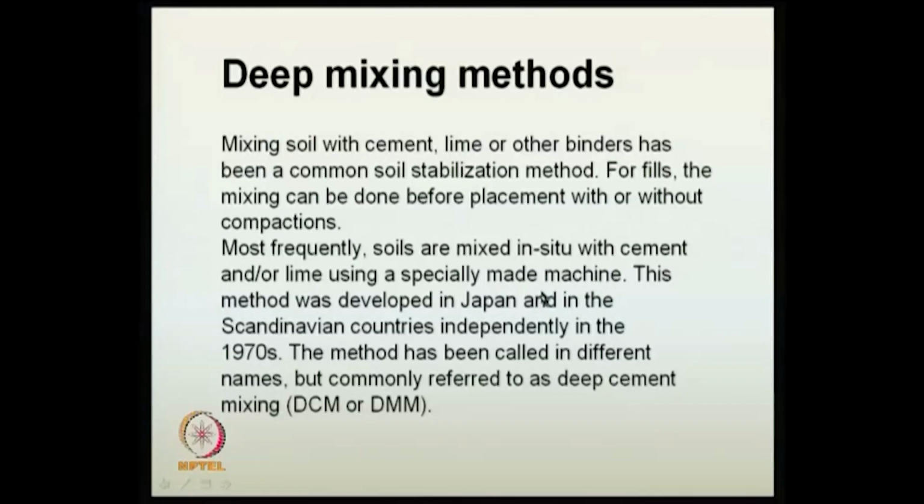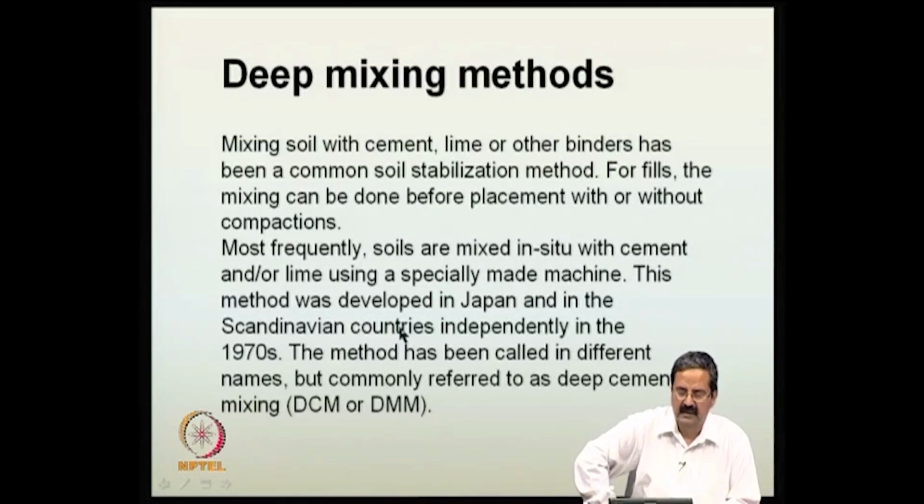Particularly even in Japan, in many places this was done, and most frequently soils are mixed in situ with cement and or lime using a specially made machine. This method was developed in Japan and the Scandinavian countries in the 1970s itself. After the two world wars, people were looking for development in their own countries, and when you want development, your only alternatives are roads, embankments, bridges and all that. So when you have soft soils, the only alternative is that you have to improve the soil.